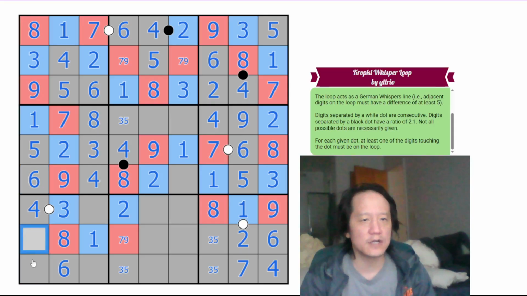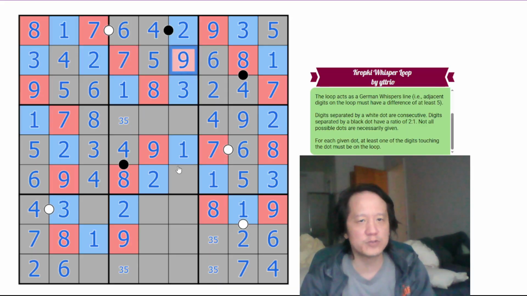Remaining digits in column 1 are 2 and 7. This can't be 2 because of 2 in the row, so this is 7. That's 2. 7 eliminates 7 here, so it's 9, which makes this 7, which makes that 9. Remaining digits in column 3 are 5 and 9. This can't be 9 because of the 9 in the row. So this is 5, which makes that 9.